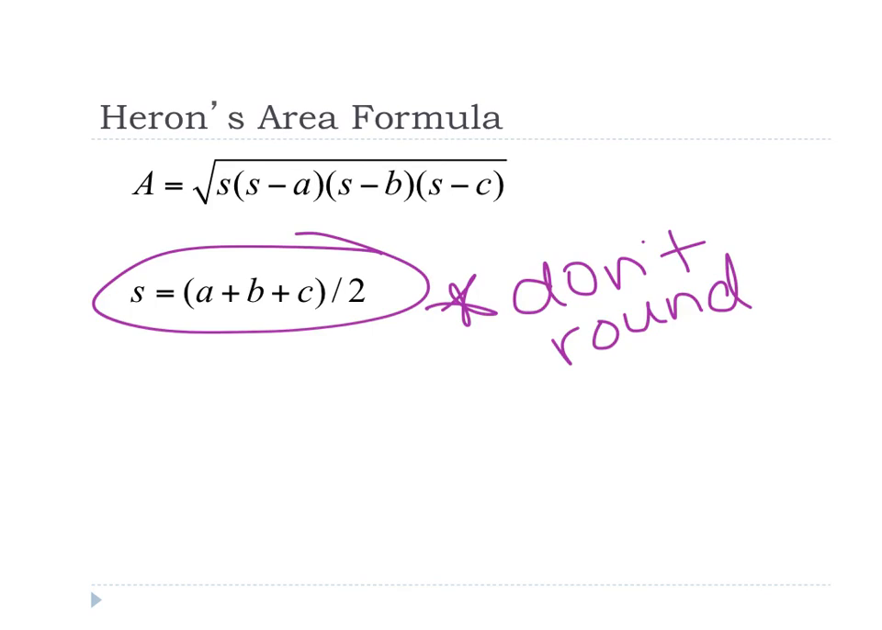Then I would do the square root of S, whatever you got for S, times S minus A, times S minus B, times S minus C. And that gives you the area of your triangle.